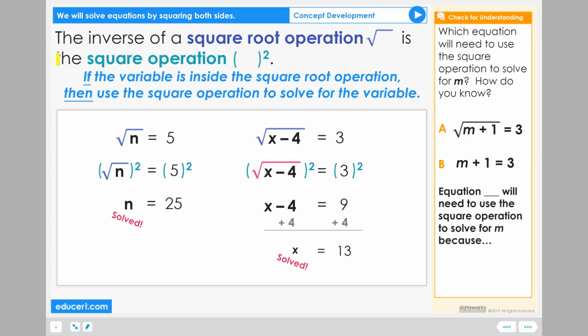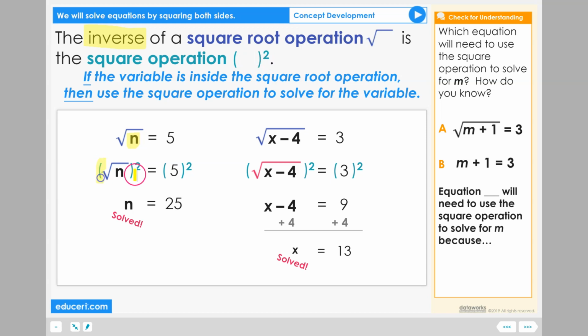The inverse of a square root operation is the square operation. Here is an equation. The square root of n equals 5. Here the variable is underneath the operation of a square root. And the way that we can undo that, or the inverse to remove a square root operation, is to square it.